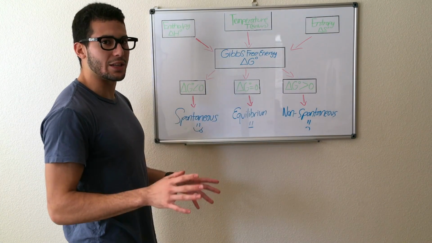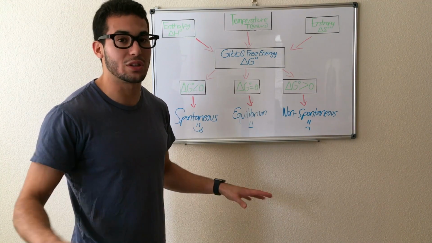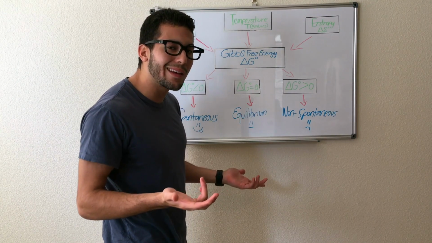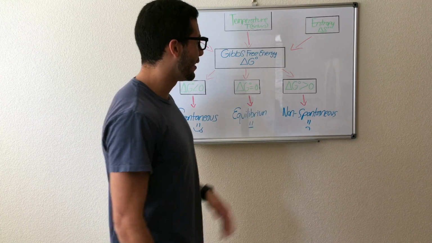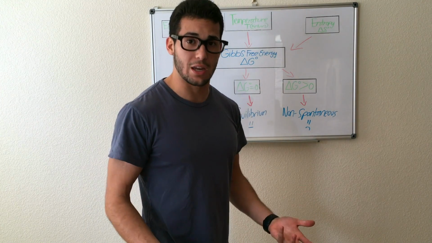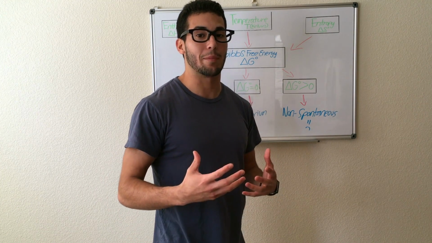delta G less than 0, which means it's spontaneous, so something's bound to happen without anything else. We could have equilibrium, which is like, nothing really happens. And then third, when it's greater than 0, which means it's non-spontaneous. Now, this doesn't mean it won't happen, it just means that it won't happen by itself.